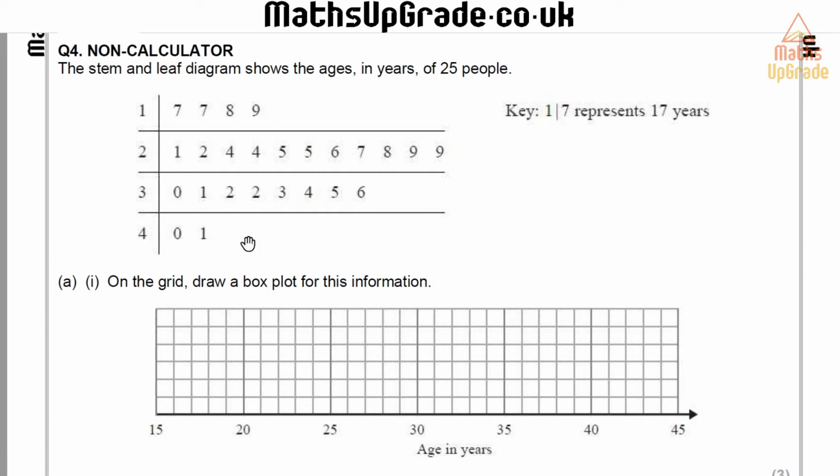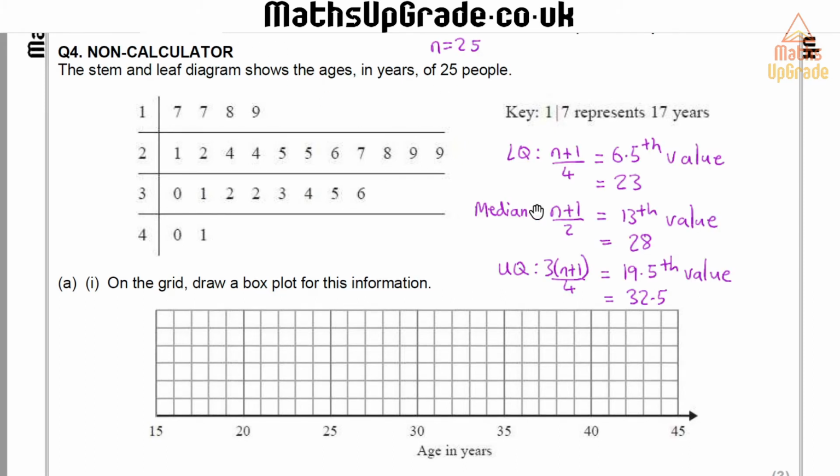To find those values, we're going to find the number of values here, which we're told is 25. We're going to add 1 to give 26, and then we're going to divide that by 2 to get the median. So the 13th digit here will represent the median value. So the 13th digit is 1, 2, 3, 4, 5, 6, 7, 8, 9, 10, 11, 12. Here's the 13th digit. That 8 represents 28. So 28 is the median.